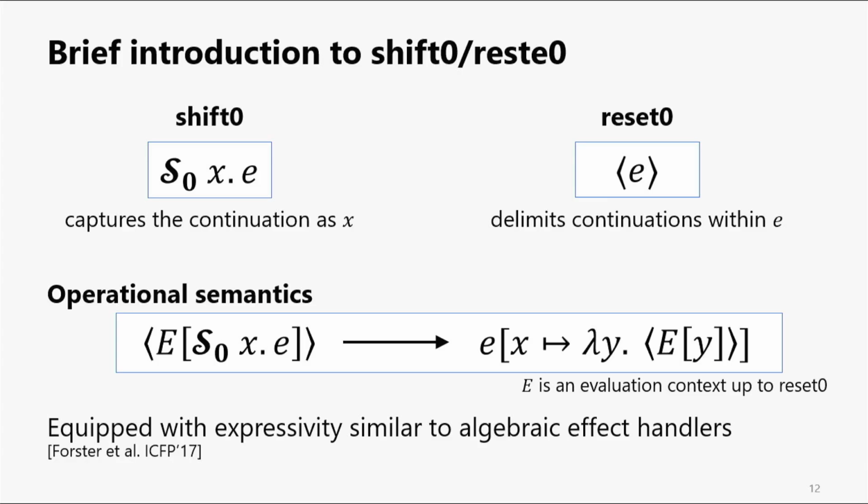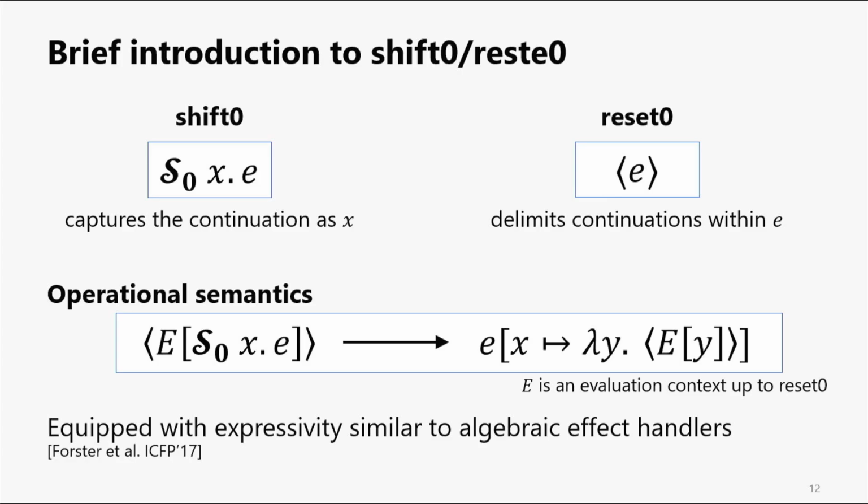After capturing the delimited continuations up to the closest delimiters, the continuation is bound to x, and the body expression e is executed. And reset 0 is used to delimit continuations within the given expressions. The key evaluation rule of these operations is this one. It is the combination of shift 0 and reset 0.